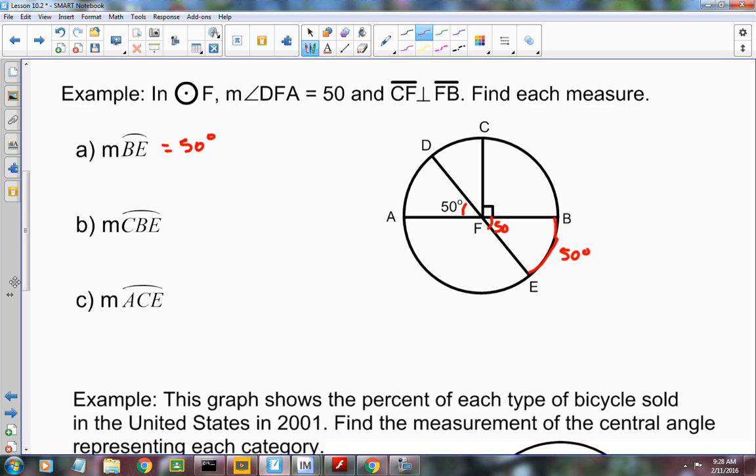Okay, what about CBE? This time I want CBE. Okay, since this is 50, this is 90 because there's a right angle here. I would add 90 and 50 together, and that would be 140 degrees. Good.